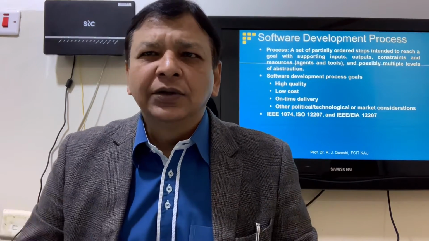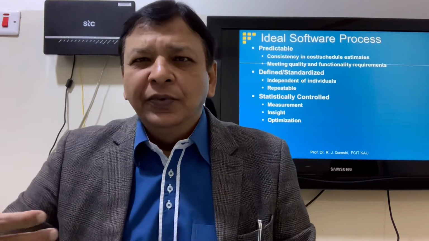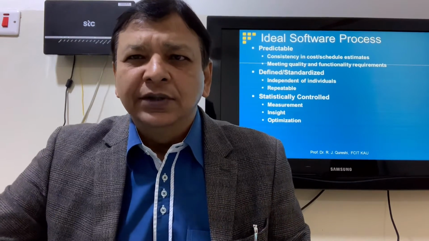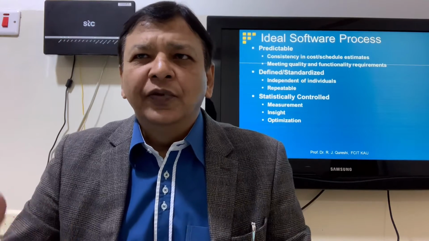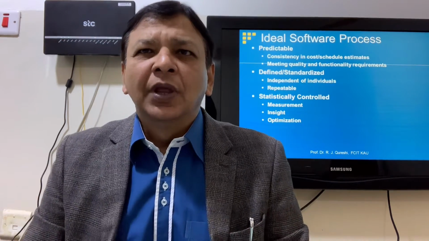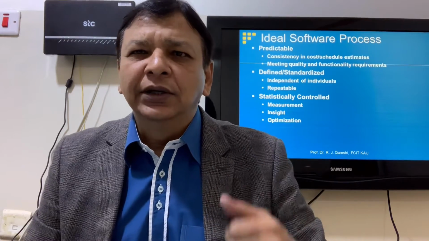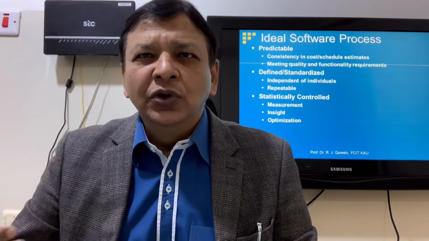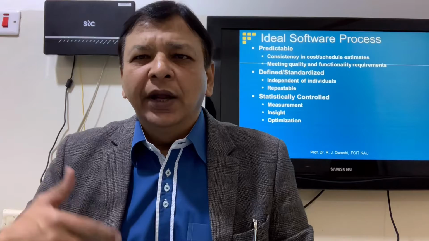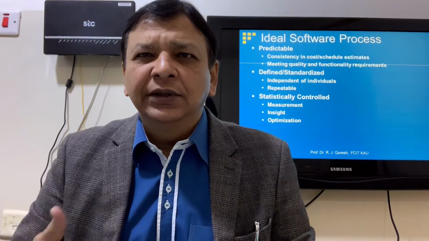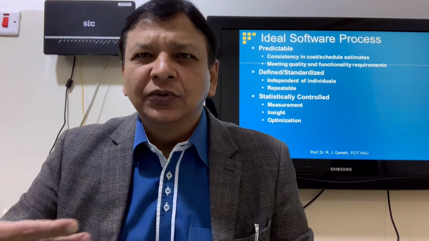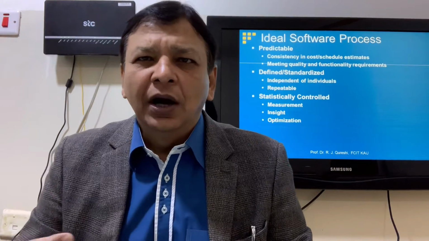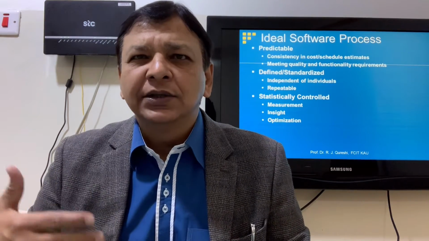And we have different ISO and IEEE standards. An ideal process model must be predictable, meaning consistency in cost and schedule estimations. Quality and functional requirements should be met, so it should meet the quality and functionality. Defined standardization, independent of individuals, it should be repeatable. You can customize it, you can practice it from project to project, system to system, and it should be statistically controlled. Measurement, insight, optimization, continuously improve, customize.